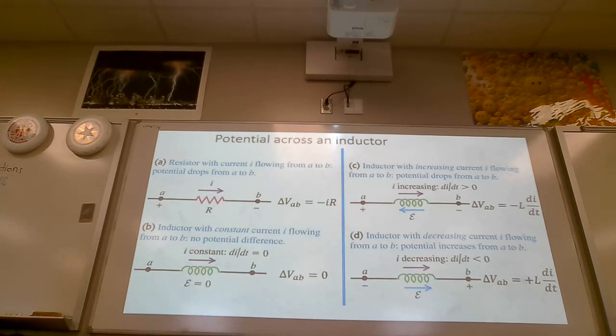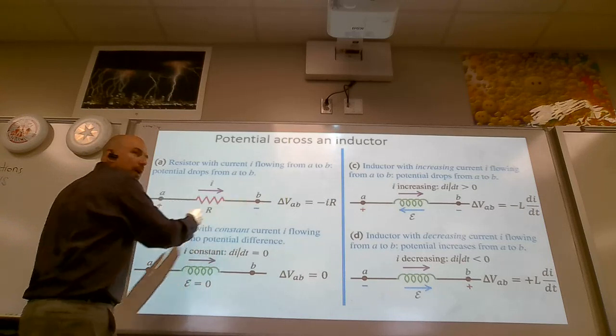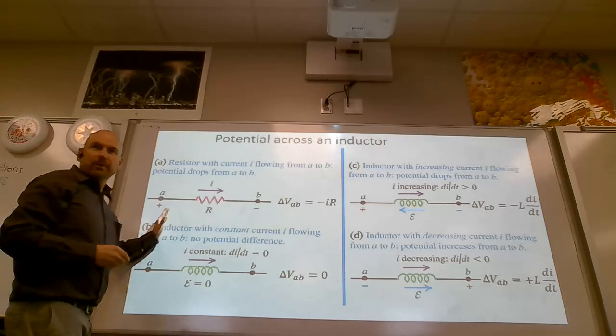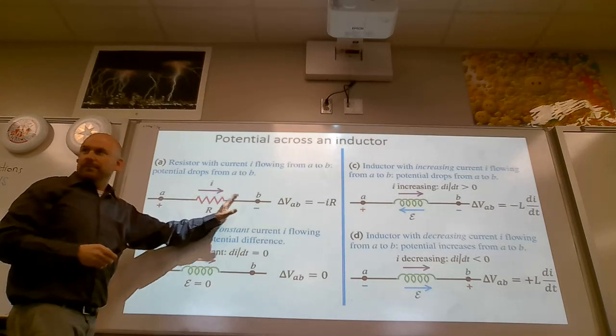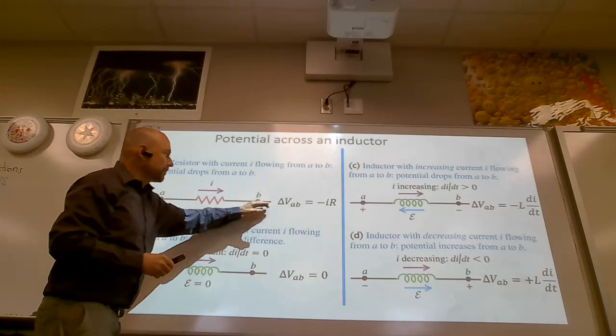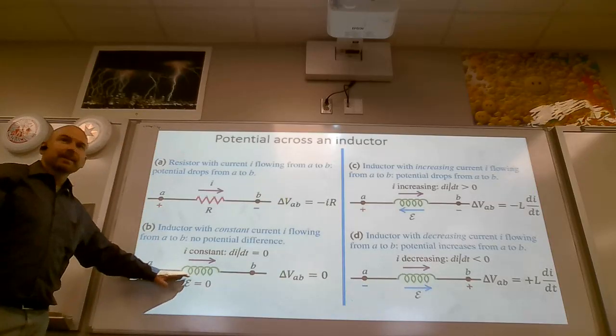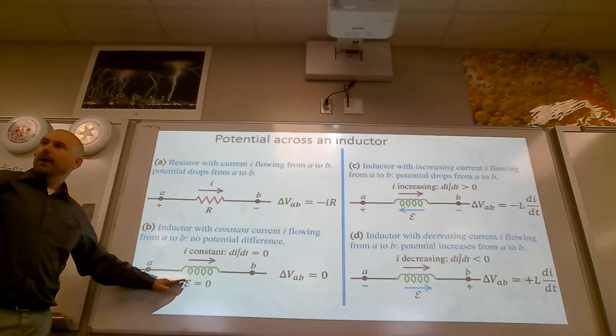All right, so this is the math. Okay, so if we have direction of current, this is a voltage drop across the resistor, where this is our comfort zone right here. Okay, we have a voltage drop. Okay, if current is constant, this behaves like a wire.